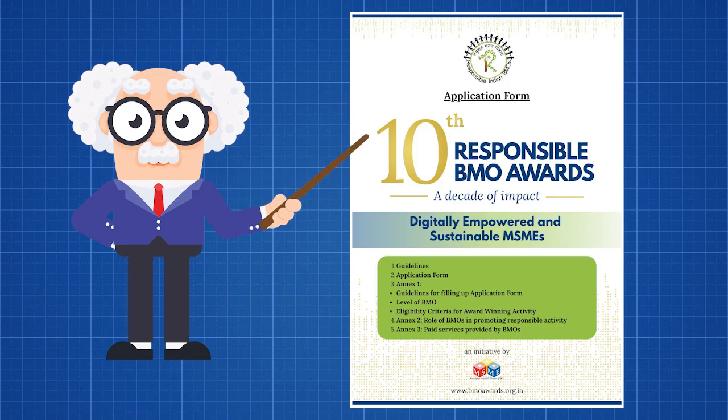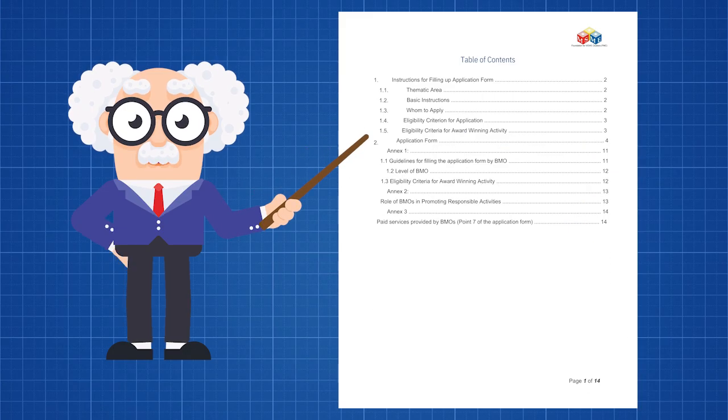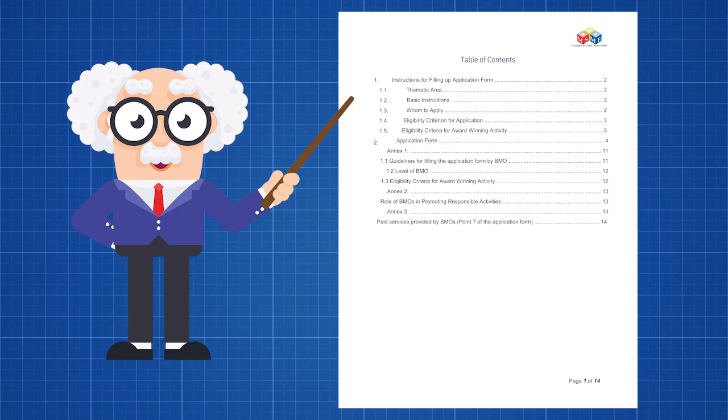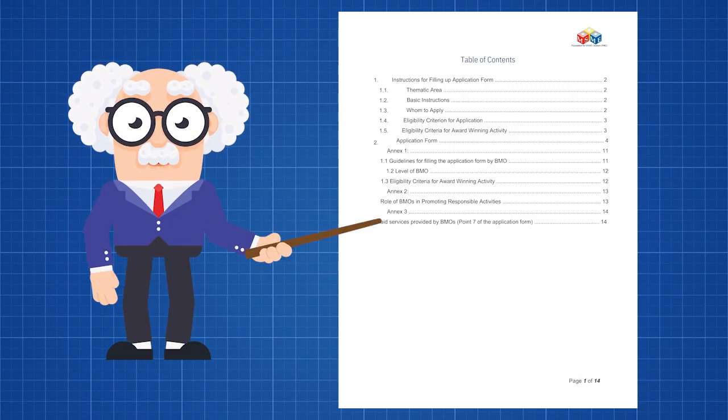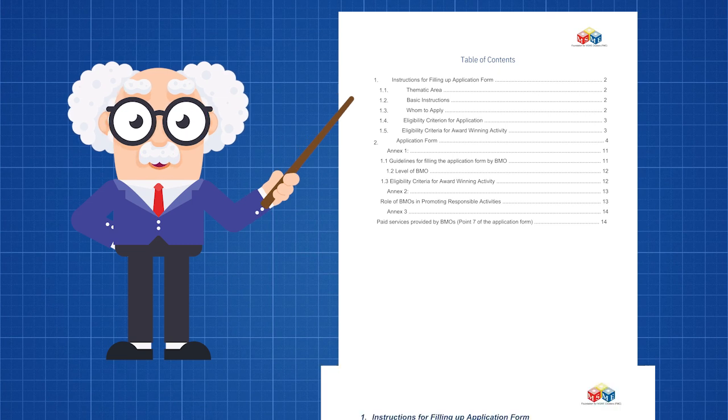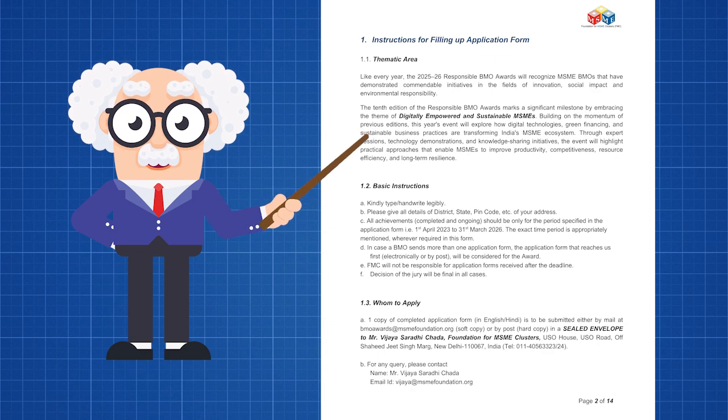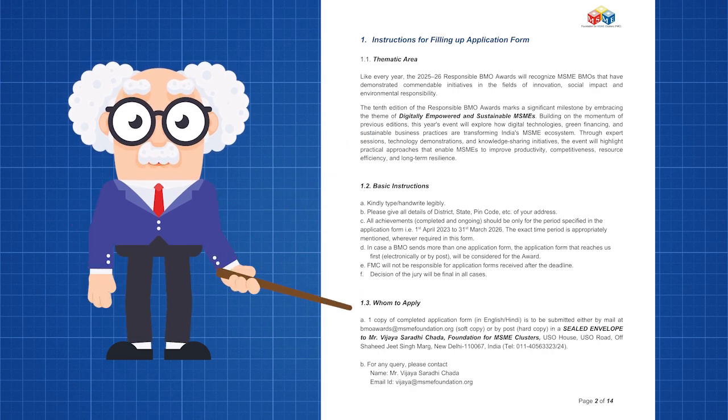By the end of this video, you will know exactly what information is required in every section of this form and how to fill it correctly so your application is complete and ready for submission. Let's get started. Section 1. Understanding the award before you apply.